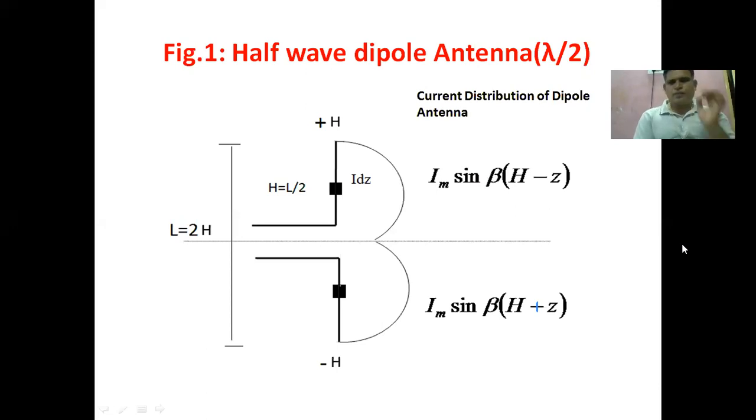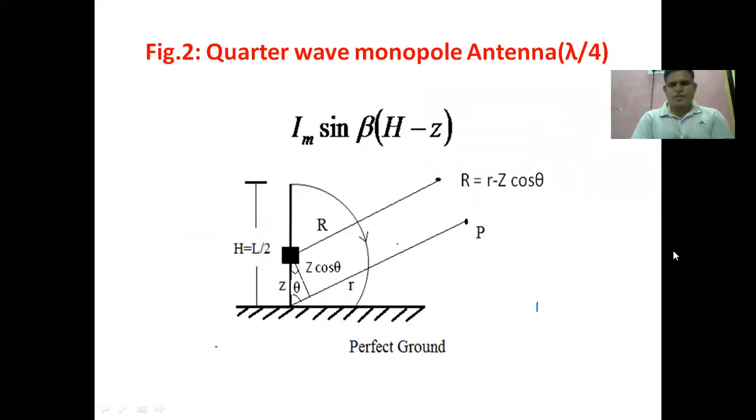Okay, similarly, I want to make one more point here. The radiation pattern of this half-wave dipole antenna and quarter-wave. This is a quarter-wave monopole. Monopole means it has only a single pole, only one arm. The other pole is not here, but it is connected to the perfect ground.